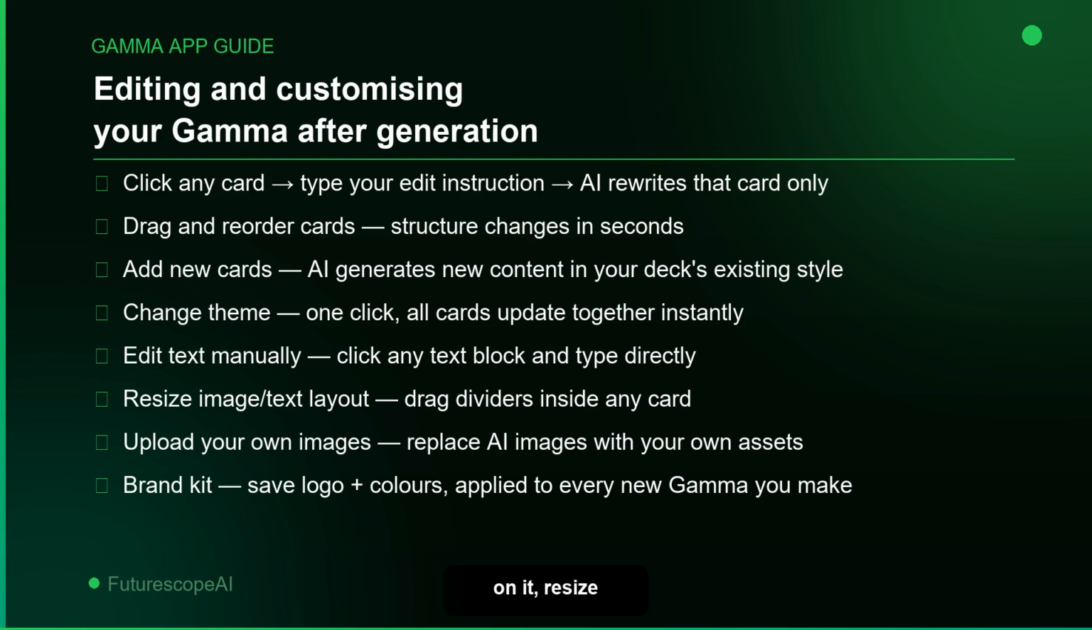You can also edit any text directly by clicking on it, resize image and text proportions by dragging within the card, and replace any AI-generated image with your own. If you have a brand kit, upload your logo and brand colors once and they apply automatically to everything you build from that point forward.